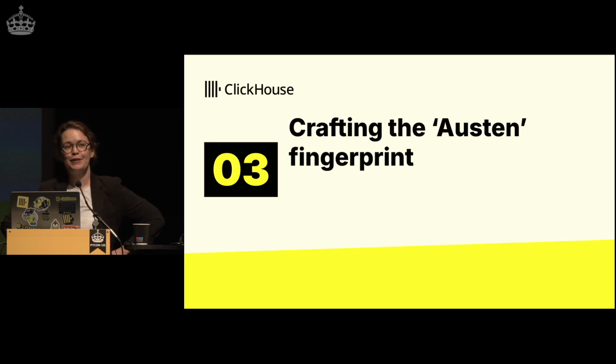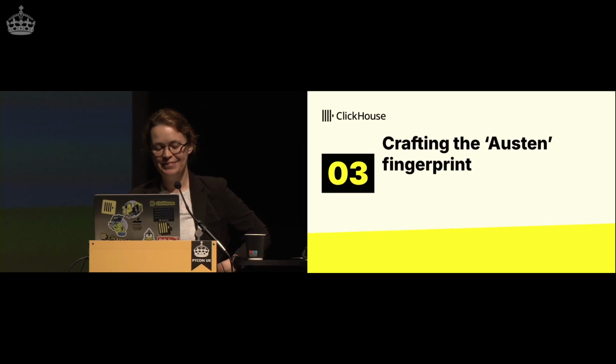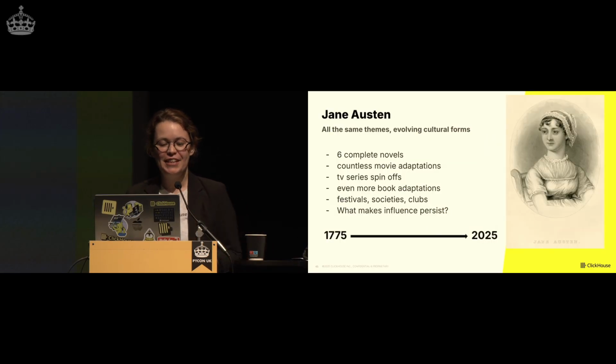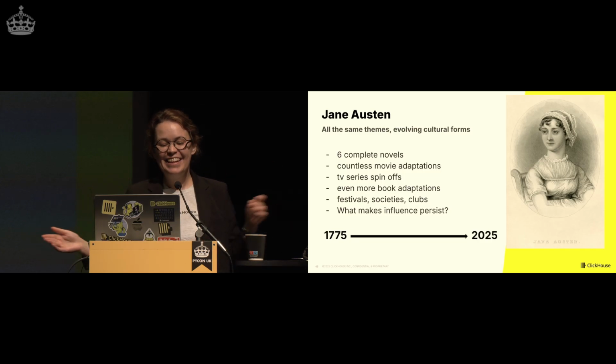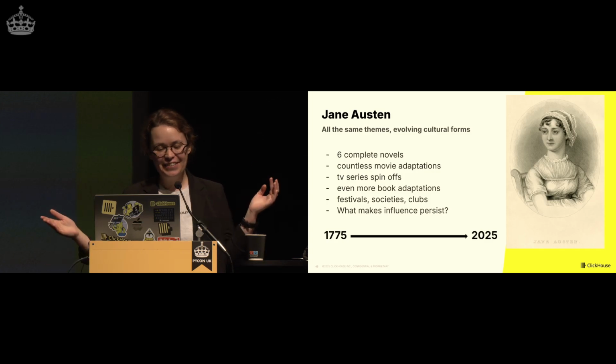Now let's move on to crafting that Austen fingerprint. So, Jane Austen. She has had so much influence over the last few hundred years. She completed just 6 novels, but we have had countless movie adaptations, TV series spin-offs, even more book adaptations, festivals. I just came from the Jane Austen Festival in Bath, societies, clubs, anything you can name, really. But what makes her works persist? Why do people remember her 250 years on?